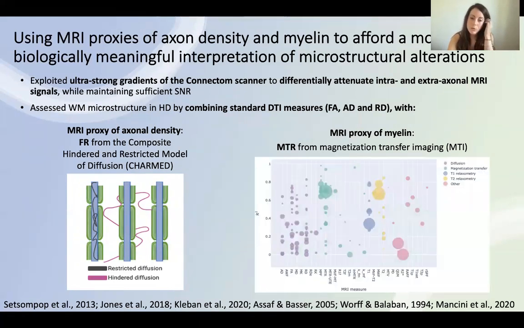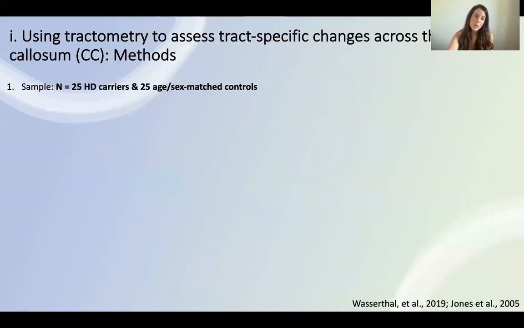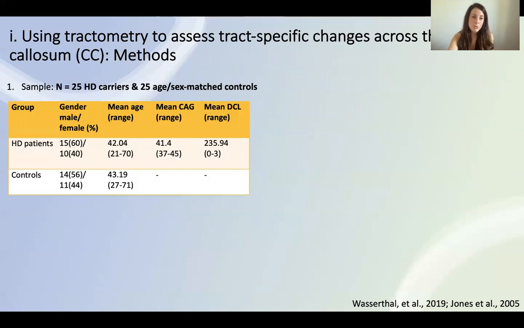This measure has been shown to present a high correlation with histological measures of myelin, as shown here in this review by Mancini et al., published last year. We assessed 25 HD carriers and 25 age and sex matched controls, and the sample characteristics are presented in this table.